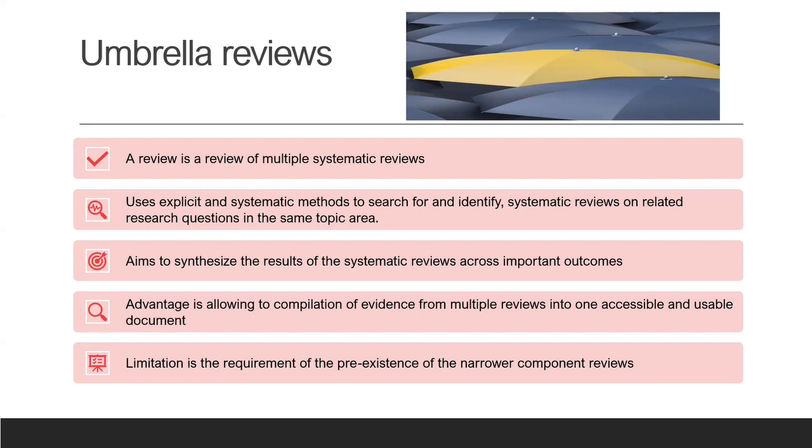Umbrella review is generally used to review multiple systematic reviews. So you've got systematic reviews and you look at the results and outcomes of those. So that's more of an umbrella review. It uses explicit systematic methods for research to identify systematic reviews on related questions. The aim is to synthesize results of systematic reviews across different outcomes or reported outcomes. The advantage is it allows you to compile evidence from multiple reviews into one accessible and usable document. The limitation is that there is a requirement of pre-existing narrower component reviews, which means that you need to have systematic reviews in order to be able to do this.